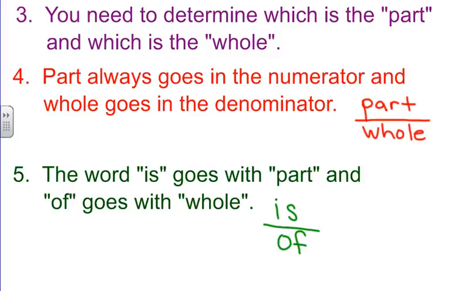Number 3, you need to determine which is the part and which is the whole of the numbers that they give you in the problem. Number 4, part always goes in the numerator and whole always goes in the denominator. Number 5, the word is goes with part and goes in the numerator, and the word of goes with whole and goes in the denominator. Pause the video and write these last 3 down in your notebook.